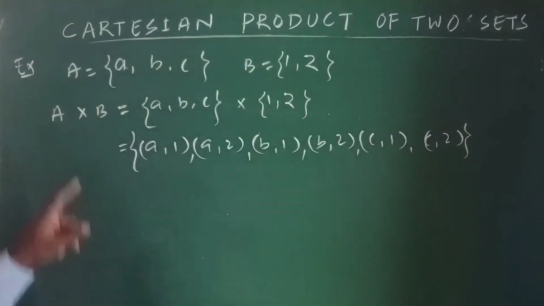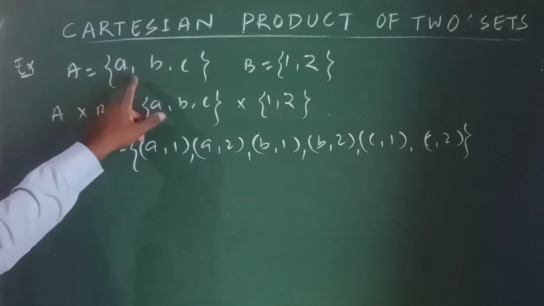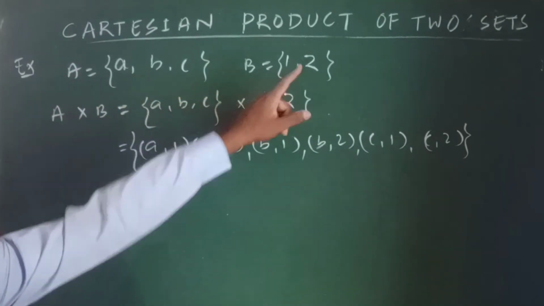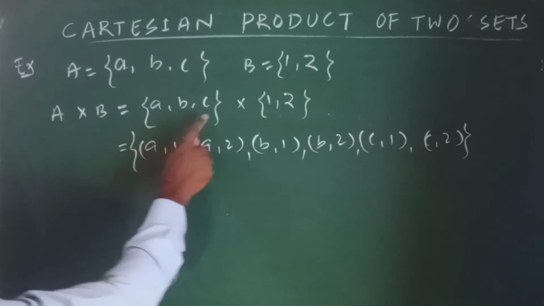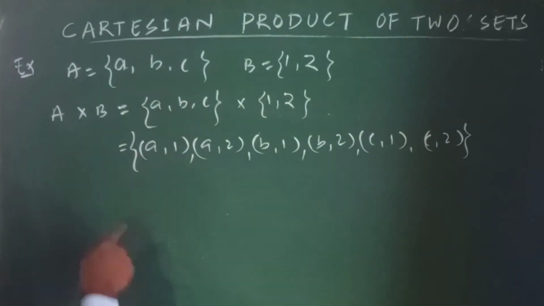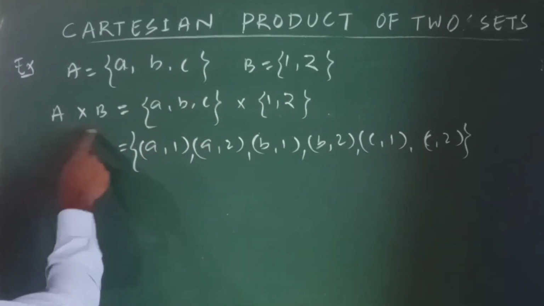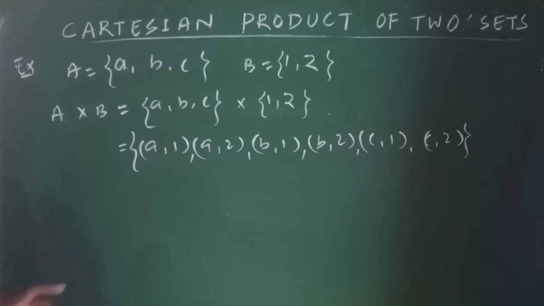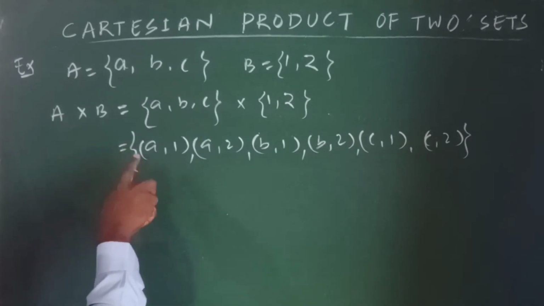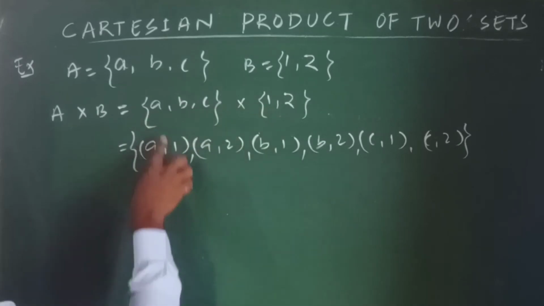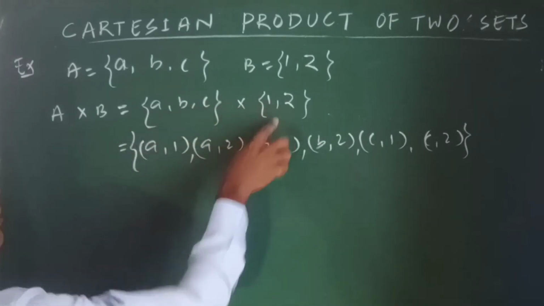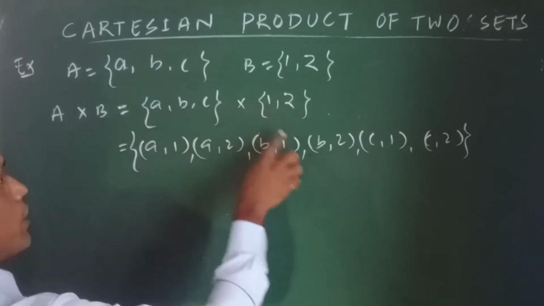Now take an example. A is a set consisting of the elements a, b, c, and B is the set {1, 2}. Now we want to find the elements of A cross B. We know the elements of the cross product are in the form of ordered pairs where the first component is from the first set. Look here, the product set is {(a,1), (a,2), (b,1), (b,2), (c,1), (c,2)}.